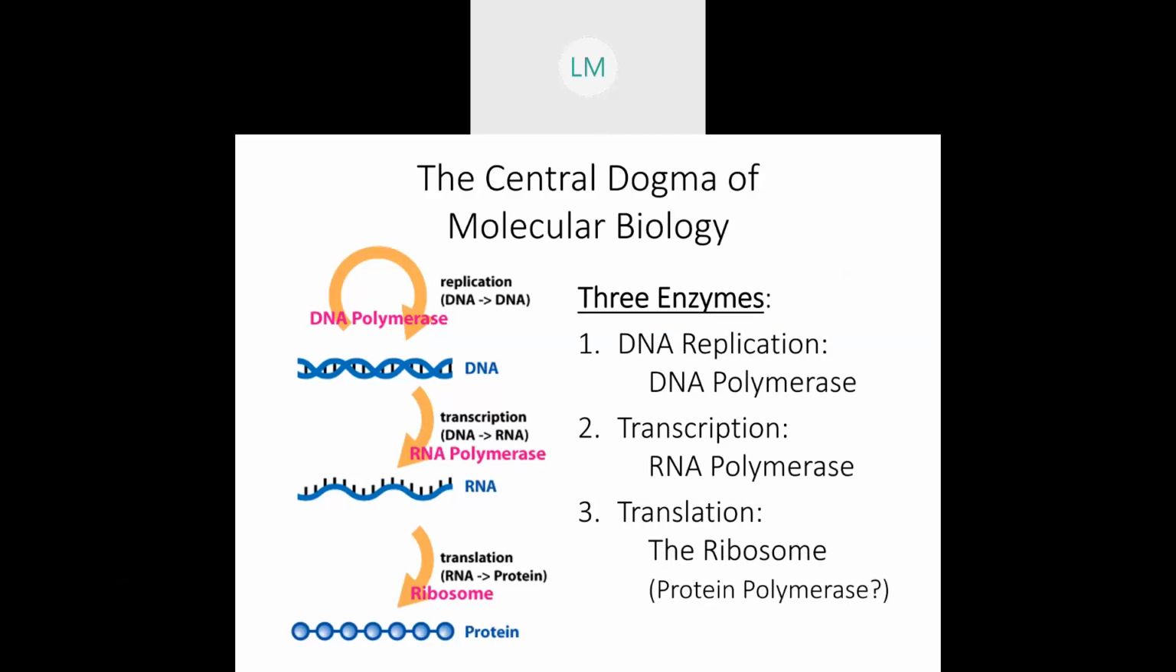And then we have different enzymes that are involved in this process. We're going to add a few more enzymes to this list, but these are the main ones involved in building these macromolecules, these chains of nucleic acid or chains of amino acids. So DNA replication is going to be using DNA polymerase. Polymerase just refers to adding more.